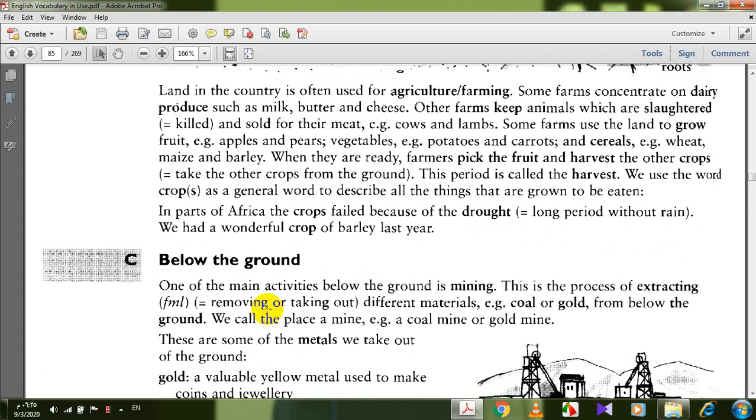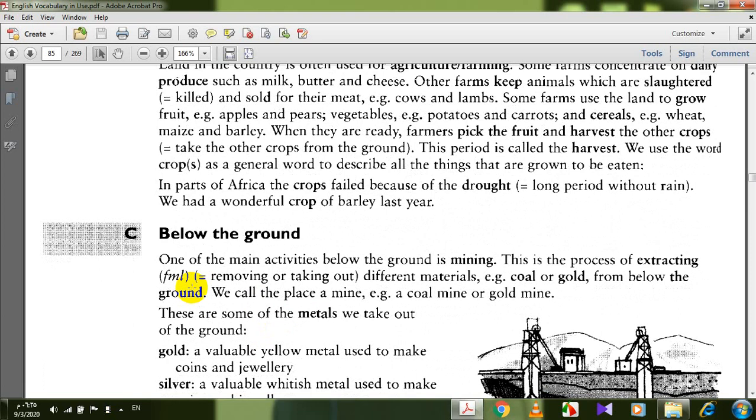Okay, below the ground, one of the main activities is mining. This is the process of extracting or taking out different materials, for example coal and gold, from below the ground. So again, one of the main activities under the ground is mining, the process of digging out different materials like coal and gold.